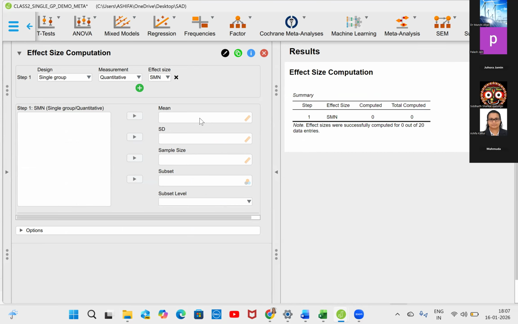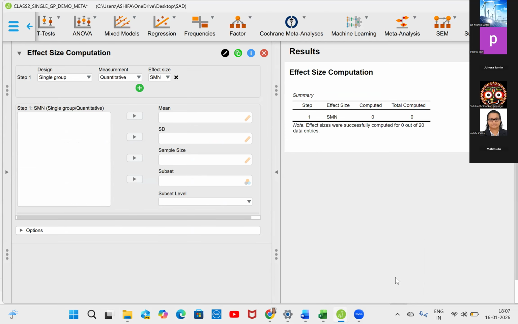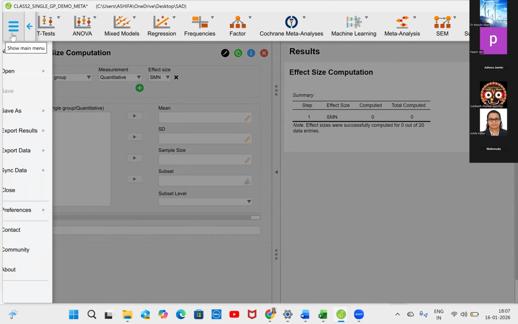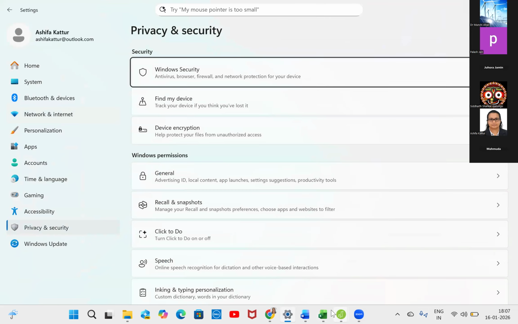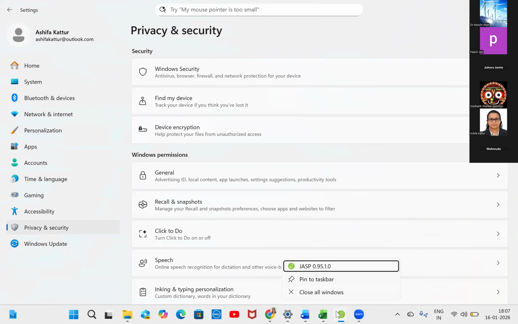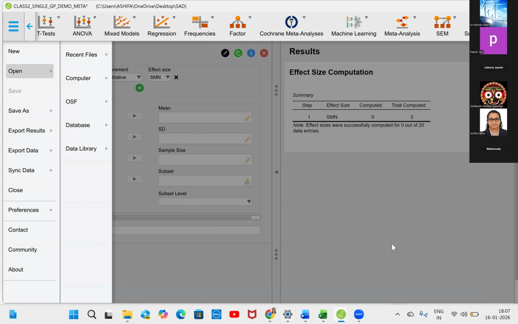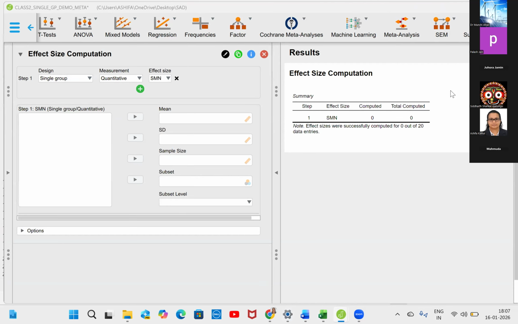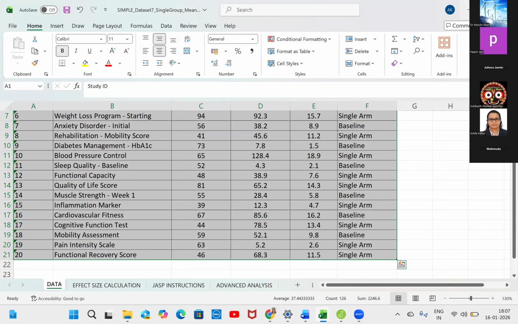In the JASP file, the effect size was successfully computed from 0 out of 20 data entries. You see in the right side? Actually, one minute, something happened. It's everything gone. Calculate again. I think something is wrong, because you have multiple files open, right? I will close the one file that is JASP, close the other files. You have multiple files open.